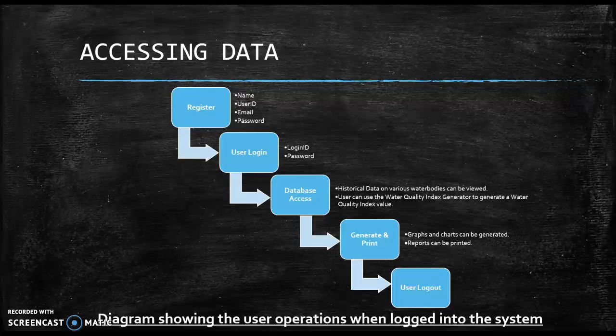After doing so, the user is granted access into the database, where they are given options to either view historical data on various water bodies of their choice, or use the water quality index generator to generate a water quality index value. From these pages, graphs and charts can be generated and reports can be printed. When the user is finished using the system, they log out.